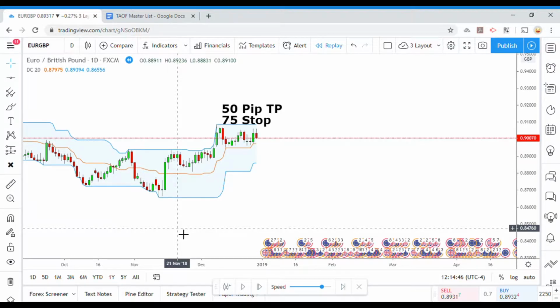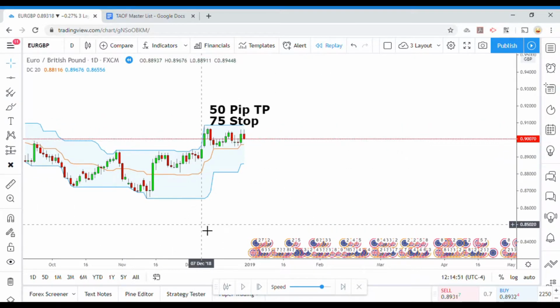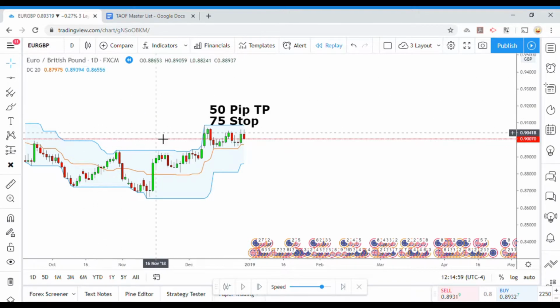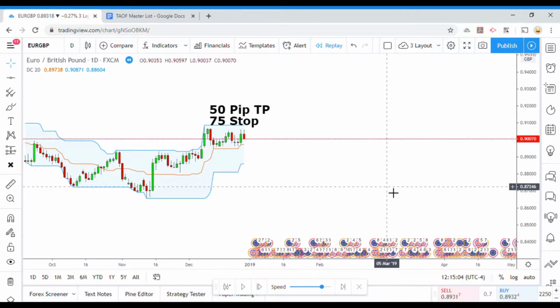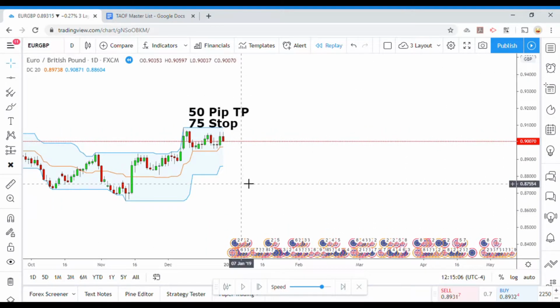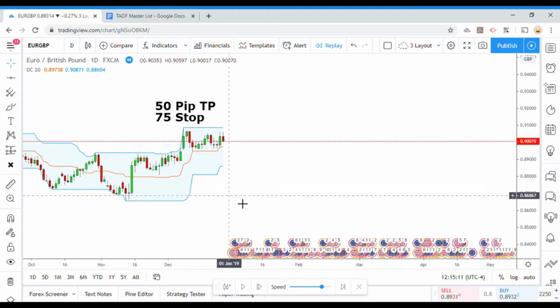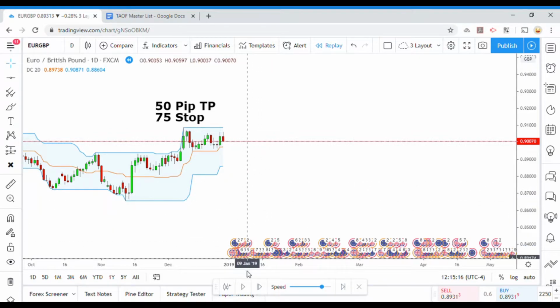So anyways, with that being said, let's get on with testing the indicator today. I am on a random pair, the Euro versus the Great Britain Pound. We are going to do 2019. I already have the replay function set up. We have a take profit of 50 and a 75 stop on there. And so let's get started with the indicator here.